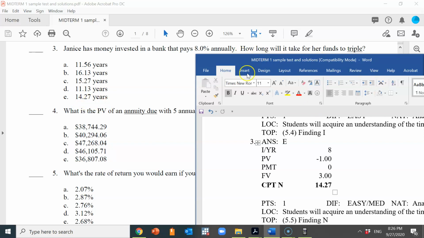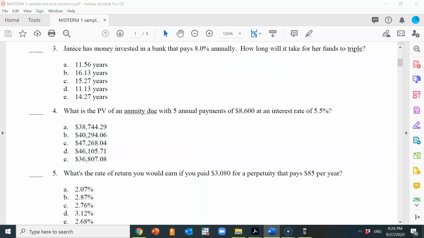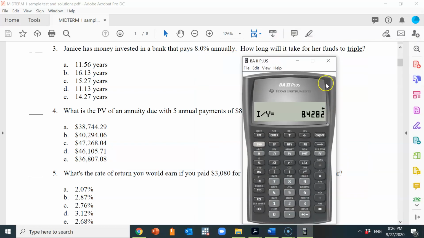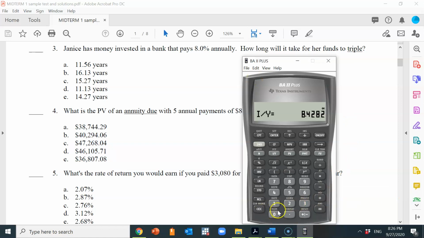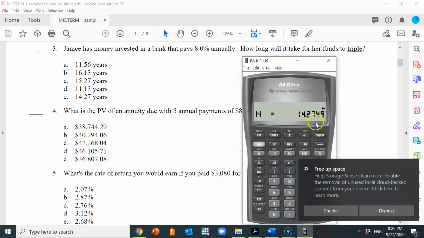Again, it's hard to use a formula to work this question out. So if we use the financial calculator, input negative 1 as PV, 3 as FV, 0 as payment, 8 as I, compute for N. Okay, we have 14.27.